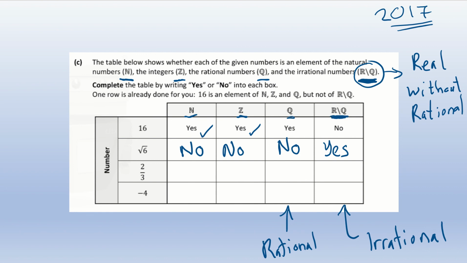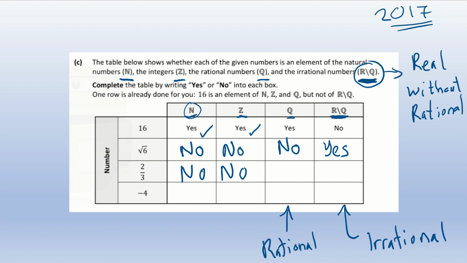Okay, 2 over 3. Is it a natural number? It's not. Is it an integer? It's not. And the reason for that is it's a fraction. It's not a positive or a negative whole number, which is what we're dealing with for our integers, and it's not a positive whole number, which is what we're dealing with for our natural numbers.